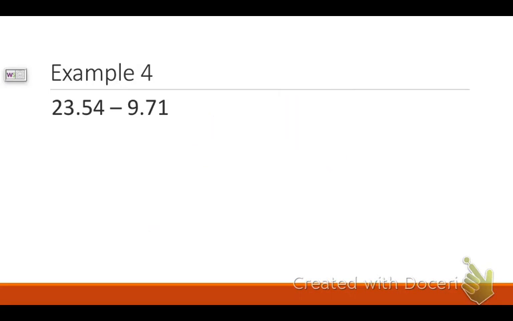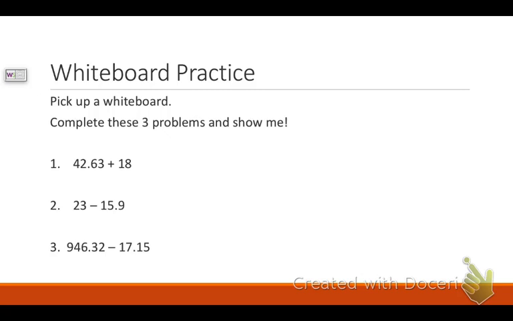Alright, moving right along, we're going to the next part. Hey, look at this. Whiteboard practice. Pick up a whiteboard, complete these 3 problems, and show it to me. Show it to me, okay? Alrighty. So you have to do these 3. You can pause the video, copy these down, solve them. When you get all 3 done, bring it over to me or raise your hand. I'll come and see it, okay?